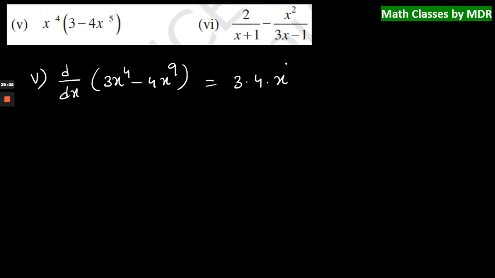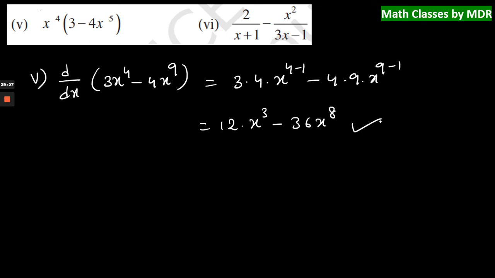3 into 4 into x to the power 4 minus 1, minus 4 into 9 into x to the power 9 minus 1. Take the powers, multiply them with the coefficients and take one less power. So that will give you 12x cube minus 36x to the power 8. That's it. Now let's see the sixth one.